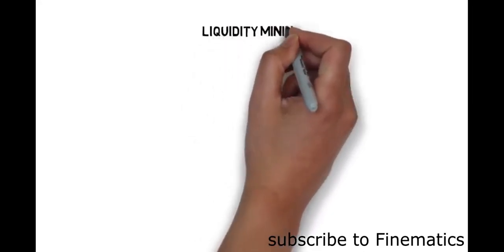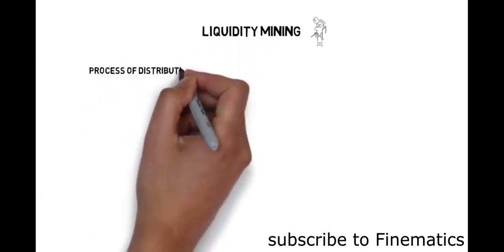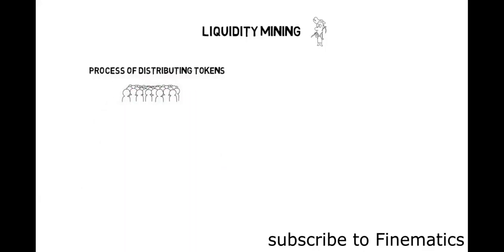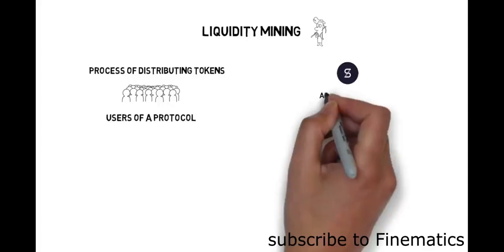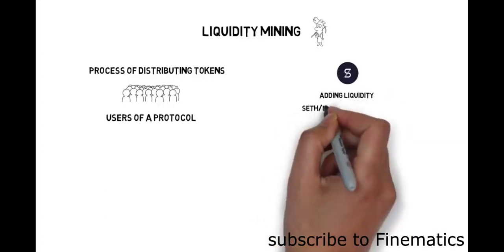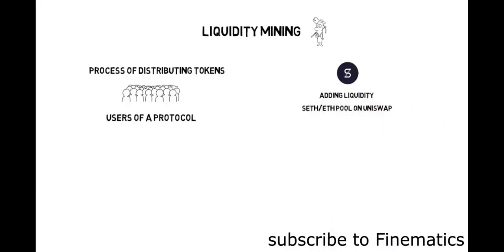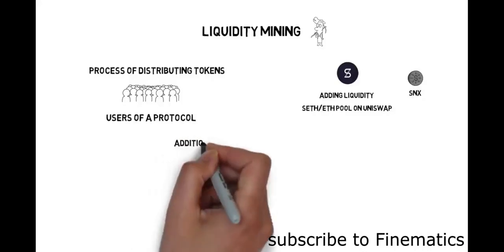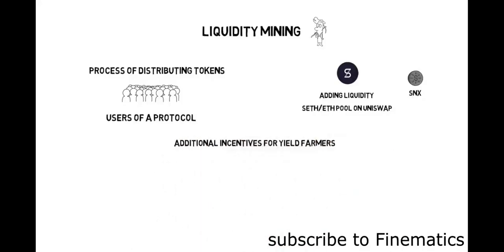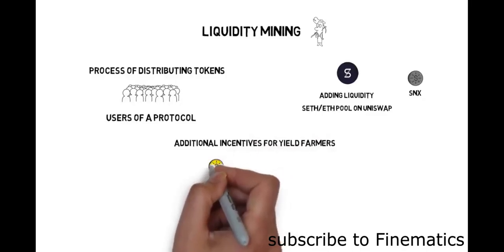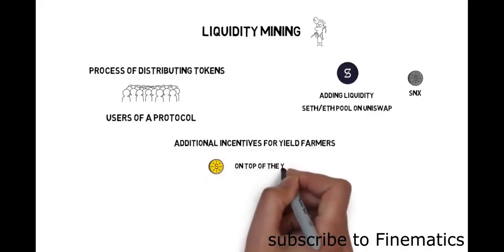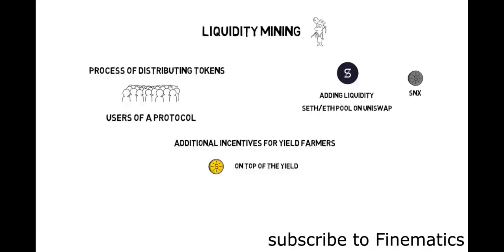Liquidity mining is a process of distributing tokens to the users of a protocol. One of the first DeFi projects that introduced liquidity mining was Synthetics, that started rewarding users who helped with adding liquidity to the ETH pool on Uniswap with SNX tokens. Liquidity mining creates additional incentives for yield farmers, as the token rewards are added on top of the yield that is already generated by using a certain protocol.